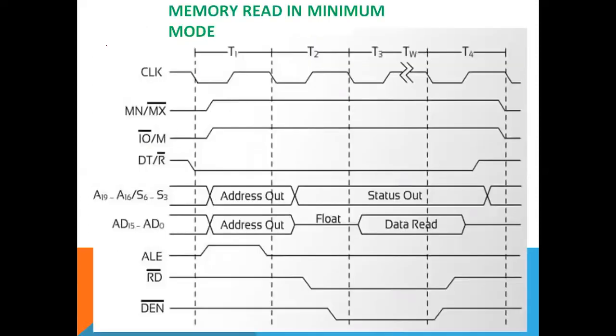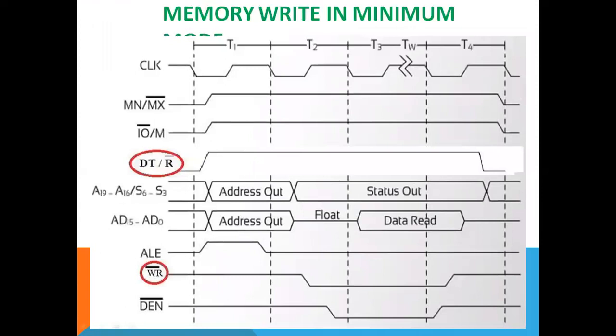So here 4 different types of clock pulse are there. Memory reading: minimum mode read and write from the memory and I/O devices. So here is memory read in minimum mode. The next diagram is memory write. The same way, we have to draw the timing diagram for I/O read and I/O write.